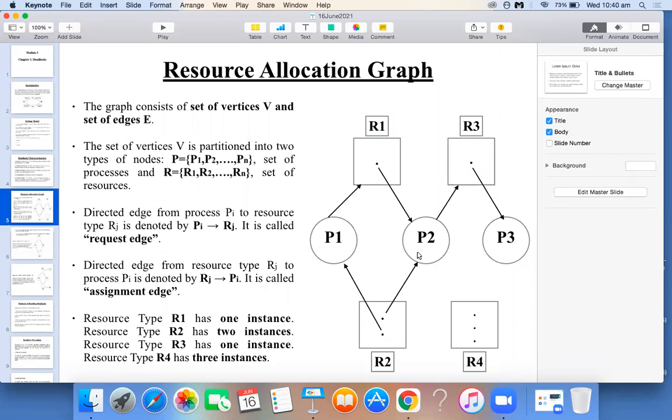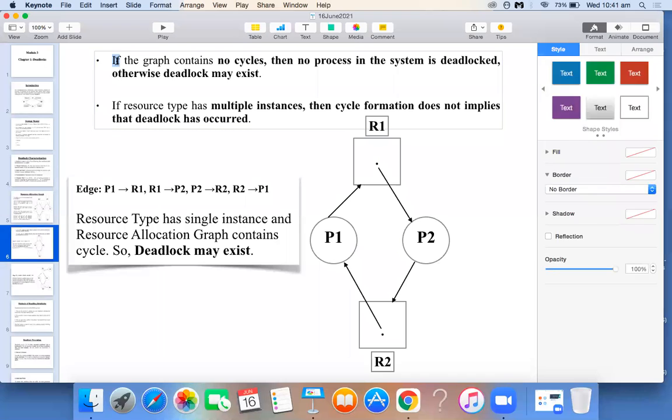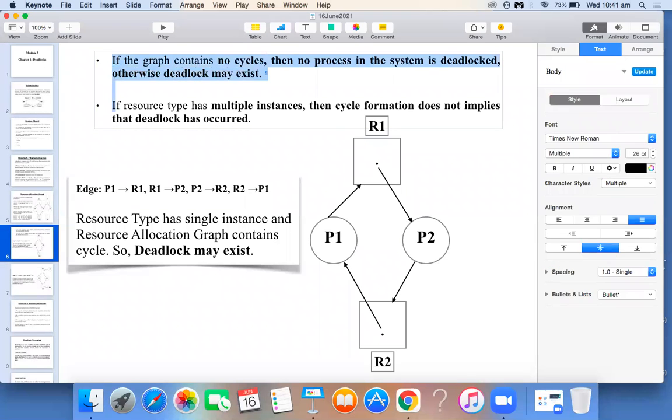We can easily say, if we request resources and allocate resources to the processes in this order, what you can see in the diagram, then deadlock will never occur. Now let us understand the concept of deadlock using another example. Observe this diagram. What the point says: if a graph contains no cycles, then no process in the system is deadlocked.